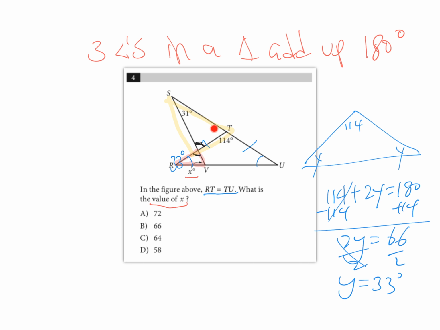You should see that right here is a straight line. So 114 plus something is equal to the degree of a straight line, and you should know that's 180, or we call that supplementary. So 180 minus 114 will give you this angle right there. So 180 minus 114, I believe that is 66. That's going to be this angle right here.